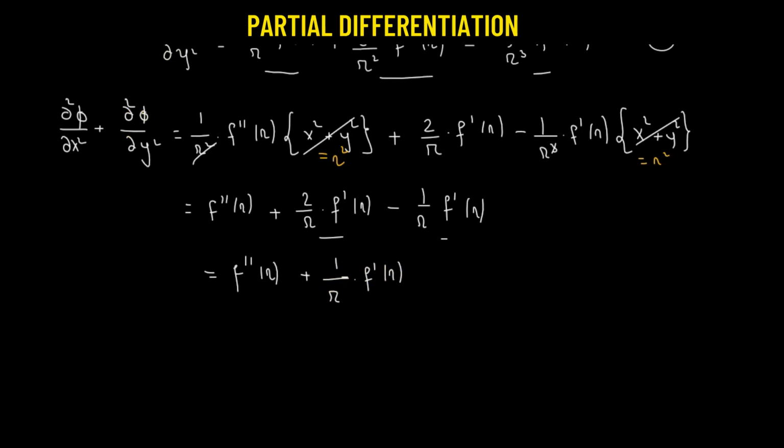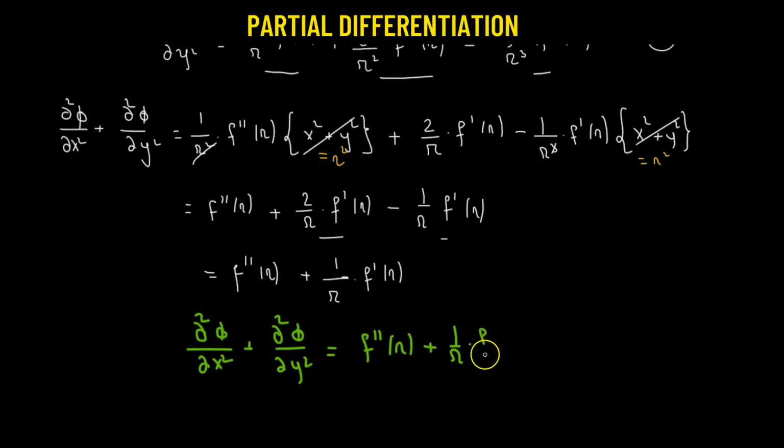So hence we have successfully shown that the second partial derivative of phi with respect to x plus the second partial derivative of phi with respect to y is given by f double prime r plus 1 over r times f prime of r. Hence proof. This is what we were asked to show.